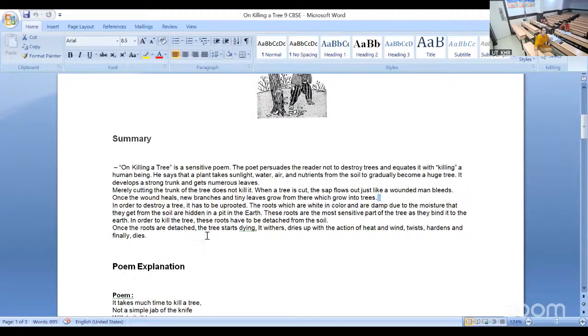Once the roots are detached, the tree starts dying. It withers, dries up with the action of heat and wind, twists, hardens, and finally dies. So a tree finally dries when it is uprooted. Till it is in the soil, it will not die. Once it is uprooted, the roots are exposed to sunlight and the harsh wind, and it eventually hardens and dies.